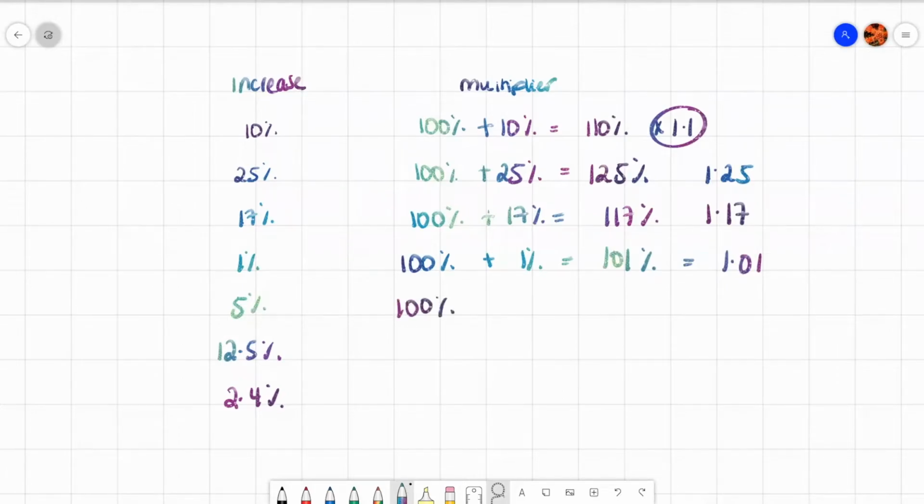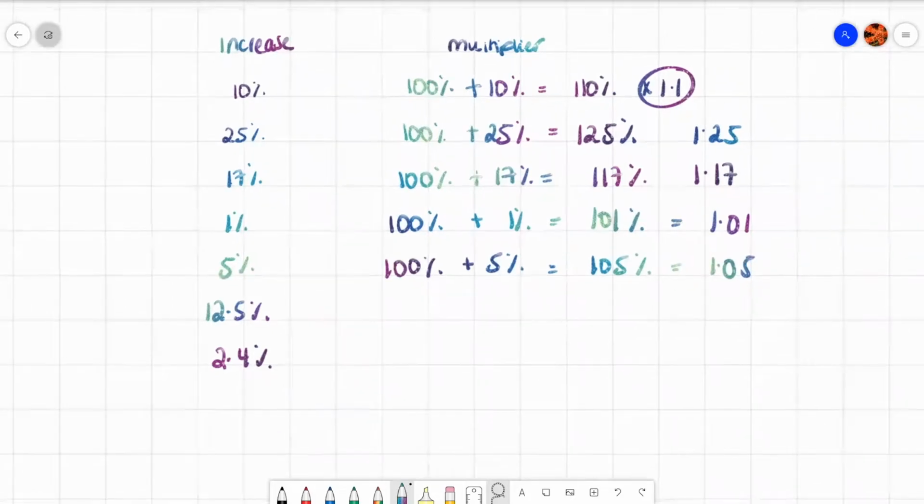So 100% add 5% is 105%. That as a decimal would be 1.05. This one, again, just showing you that it can be really easy with decimals. If you're making something bigger by 12.5%, you would do 100% add 12.5%. That gives you 112.5%. Right, that as a decimal would be 1.125. So you times your number by 1.125.